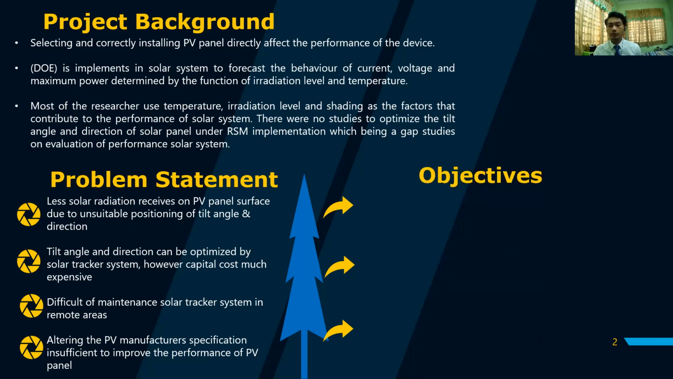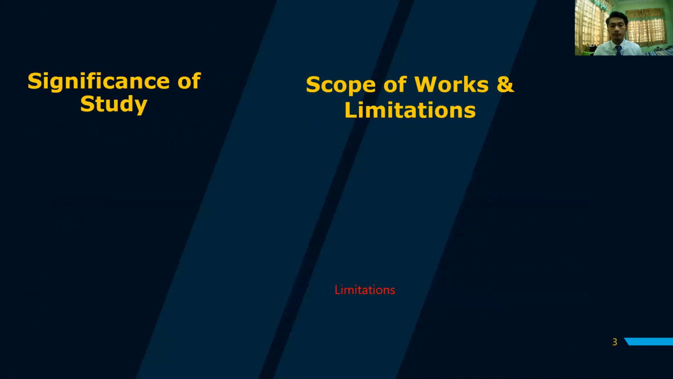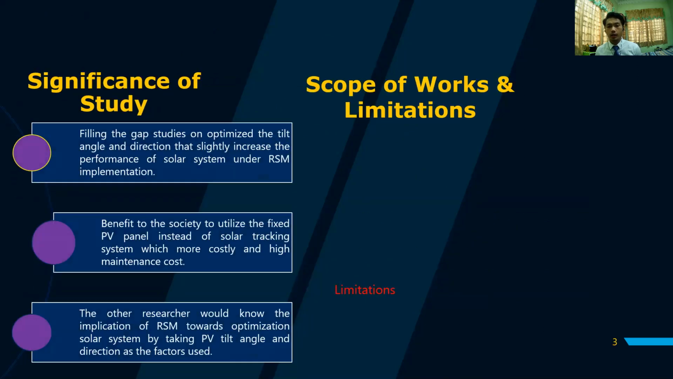So for the objective, the first objective is to conduct experiment on the effect of PV tilt angle and direction on the gradient, short circuit current, open circuit voltage, and maximum power by implementing DOE. The second objective is to analyze and evaluate the interaction effect between tilt angle and direction on the output power performance, short circuit current, and open circuit voltage of PV panels. And the third objective is to optimize the performance of PV panel by identifying the affecting factors by using response surface.